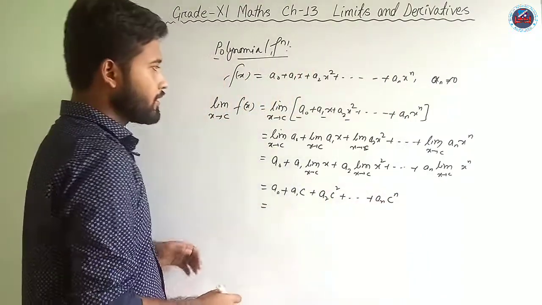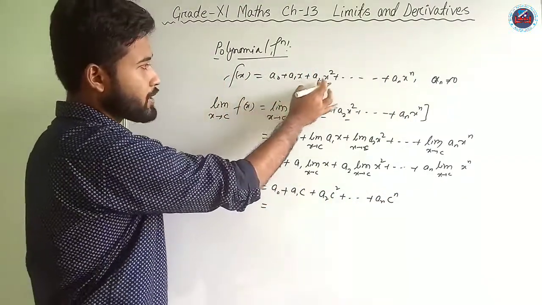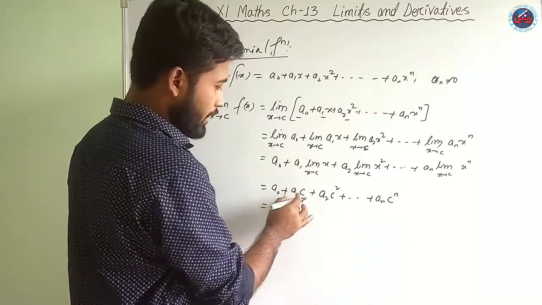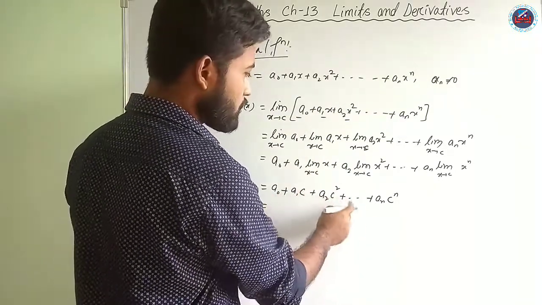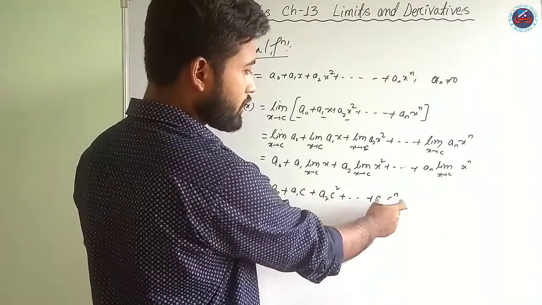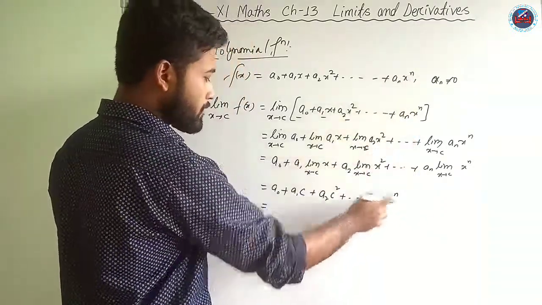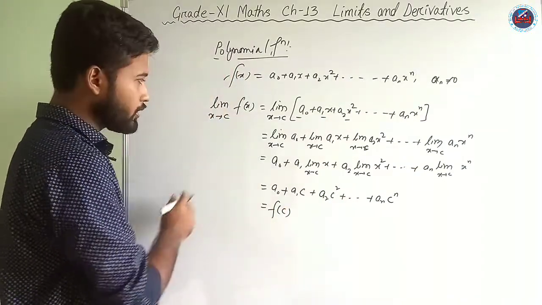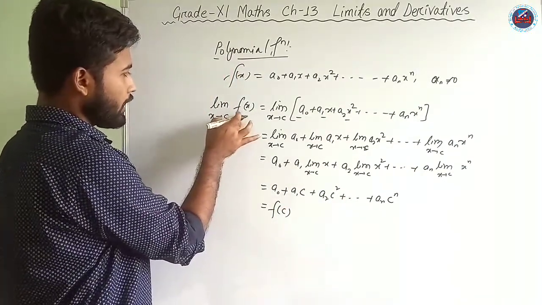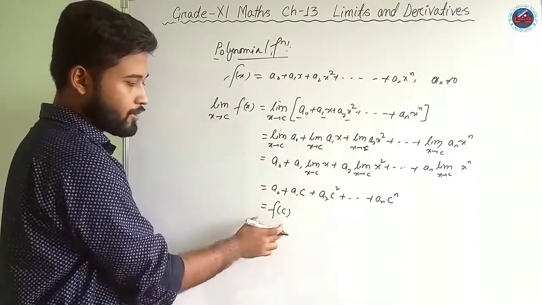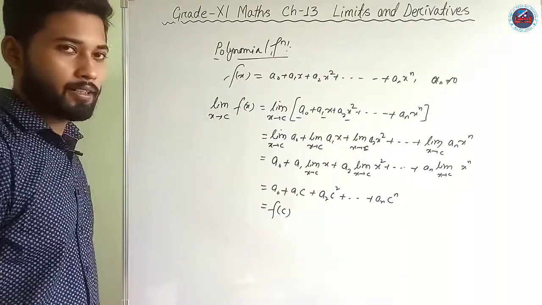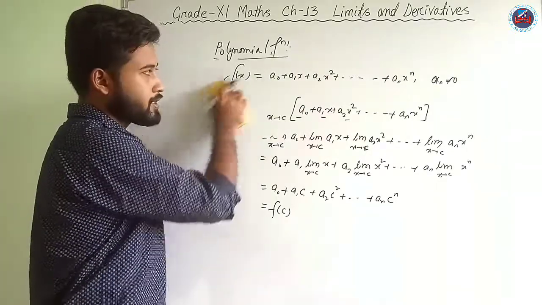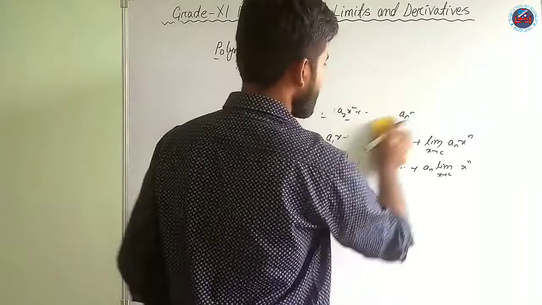So what is this? Earlier we had the function a0 + a1x + a2x² + ... + an xⁿ, and now we are getting a0 + a1c + a2c² + ... + an cⁿ. So in place of x we now have c. What is this equal to? This is equal to f(c). So that's what we have got: the limit of f(x) as x tends to c is equal to f(c). This is how we find the limit of a polynomial function. This is quite easy, and we shall see some examples in the exercise.